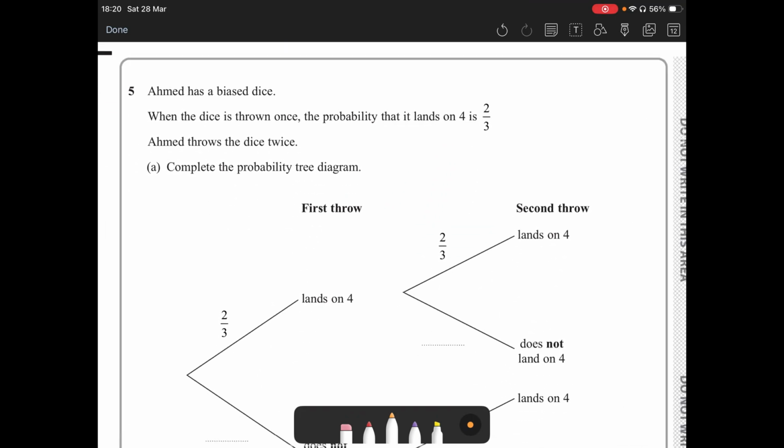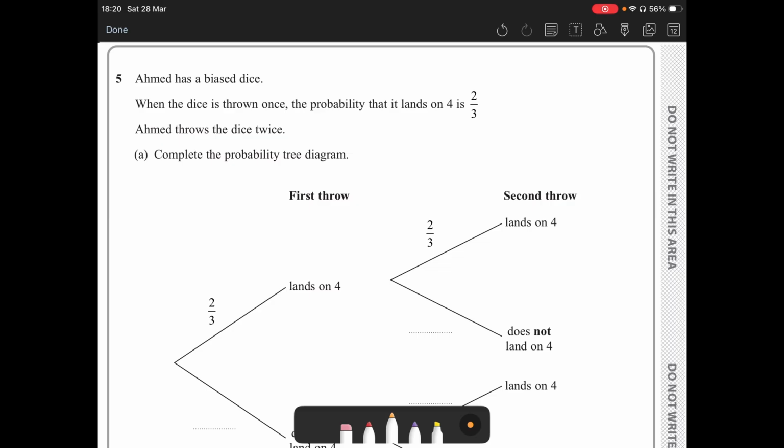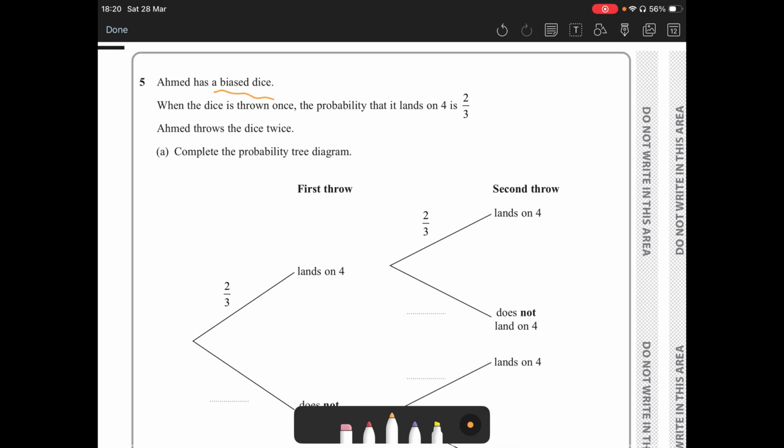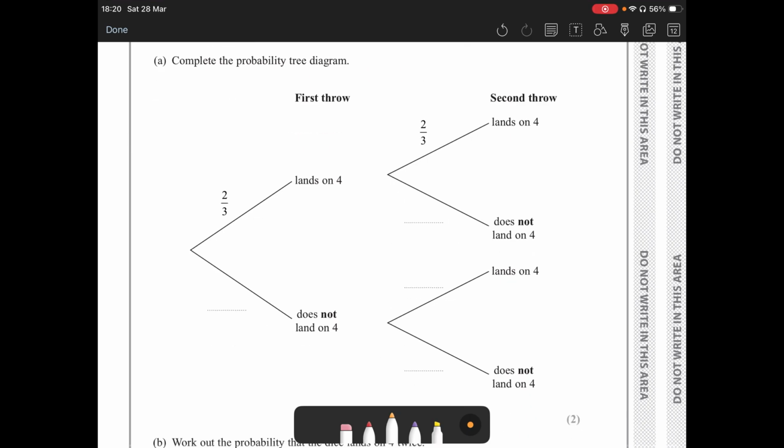Next up, we got number 5, Ahmed. Biased dice. This means it's not fair. And the probability it lands on 4 is 2/3, meaning that the probability it doesn't land on that will be 1 minus, it'll be 1/3. So remember, each of these branches, whatever they have to add up to 1 whenever they branch off. So this would be 1/3 as well. This would be 2/3, and this would be 1/3. Okay, very good. Could have probably done this a bit more clearly.